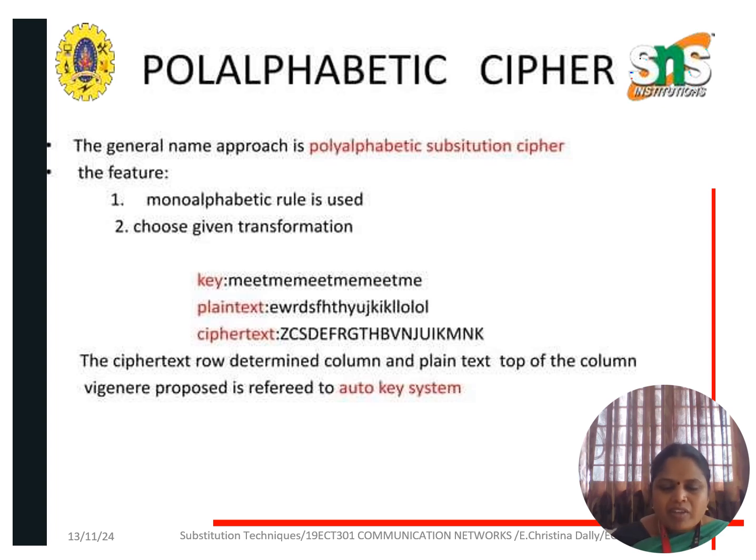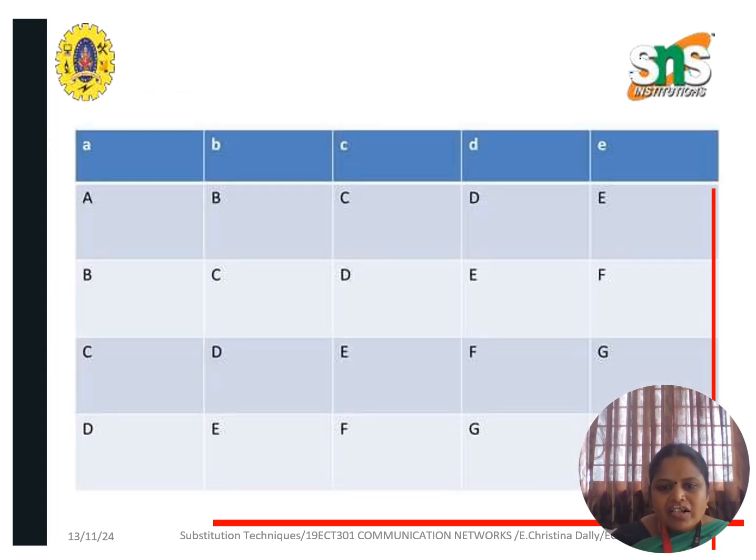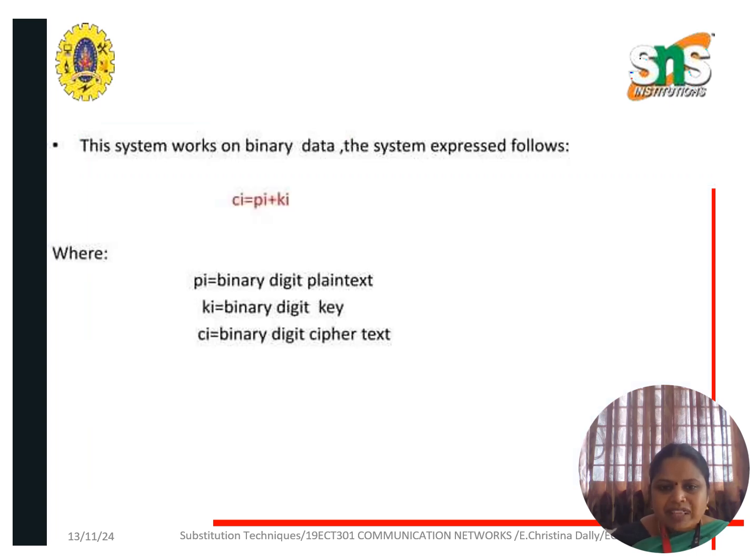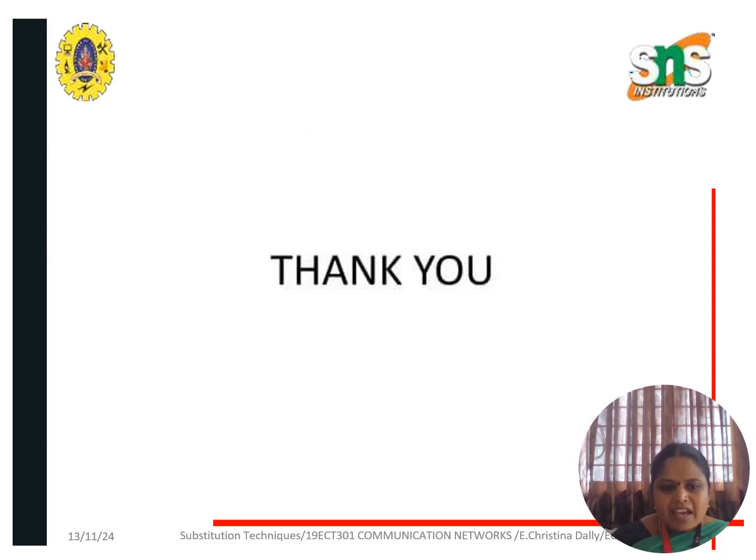Apart from that, we have the polyalphabetic cipher. Here the key determines the column and the plain text, which is known as the autokey system. For example, "meet me" is converted using the key, and we can again convert it into ciphertext. We use columns with the plain text: these are the columns for A, B, C, D, E, and we replace them by B, C, D, E, F, C, D, E, F. This is the column text. The formula used is Ci = Pi + Ki. Thank you.